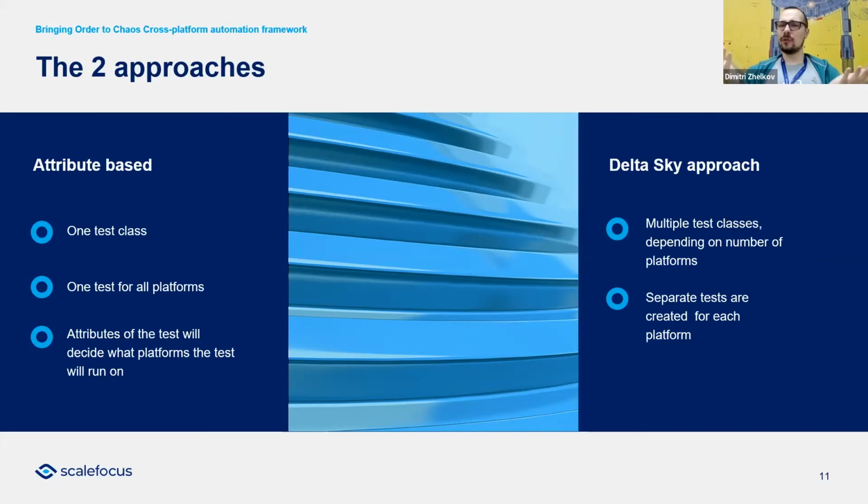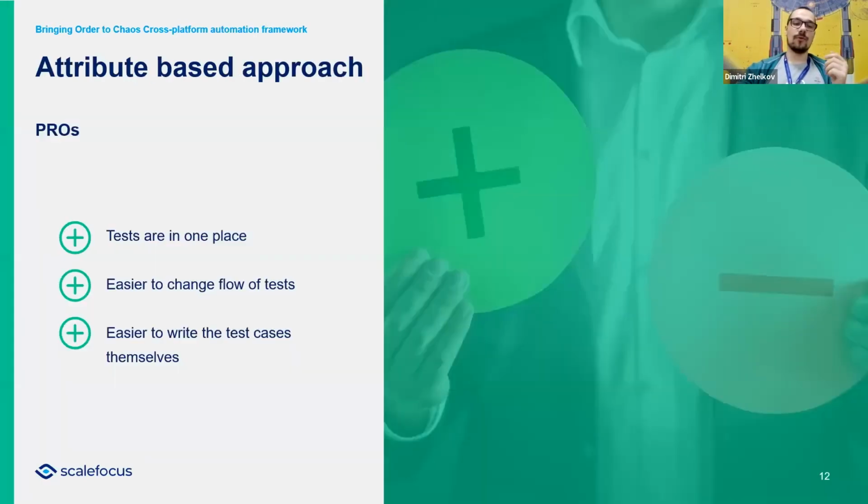Okay, so how did we decide what's the best way? I mean, which is the better one of these two? So let's first see the attribute-based approach and the pros. The tests are all in one place. So you don't need to search classes or go through the whole project asking what class these tests are in, how do I find them. They're all in one place, so you can just Control F and you can find them without a problem.